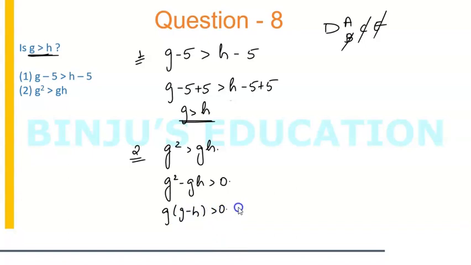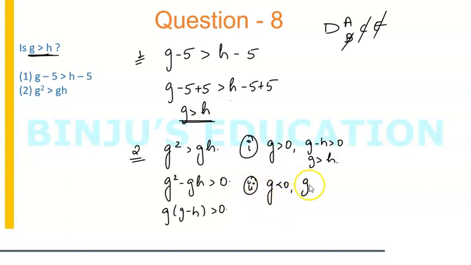Product of 2 is greater than 0, which means both positive or both negative. So if both are positive, then G greater than 0 and G minus H greater than 0, which means G is greater than H. This is conclusion number 1. Or both negative, which means G less than 0 and G minus H less than 0, which means G is less than H. So do I have a conclusive answer from statement 2? No. I can have G greater than H, but I can also have G less than H.